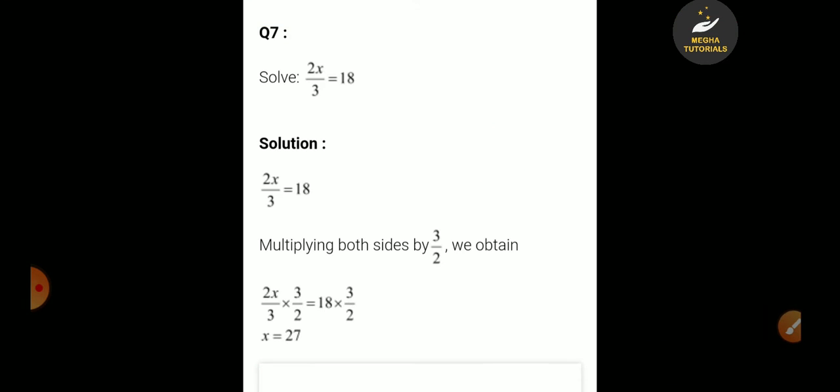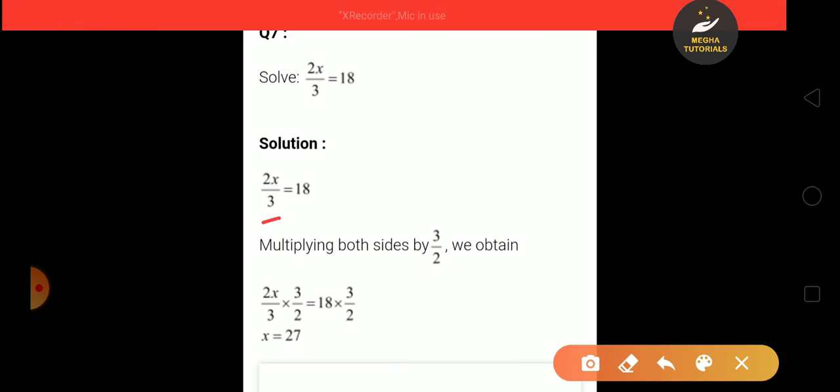Then question 7, 2x upon 3 is equal to 18. Now with x, 2 upon 3 is there. So we have to multiply both sides by the inverse, that is 3 upon 2. So 2x upon 3 into 3 upon 2 is equal to 18 into 3 upon 2. So these 3 and 3 and 2 and 2 will cancel. On this side 2 1s are 2, 2 9s are 18, 9 3s are 27. So you will get x is equal to 27.